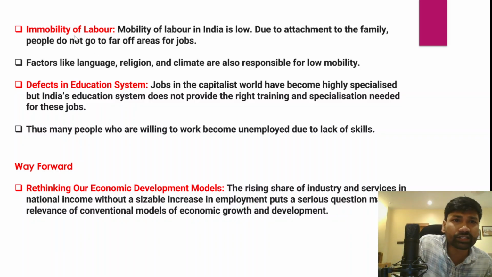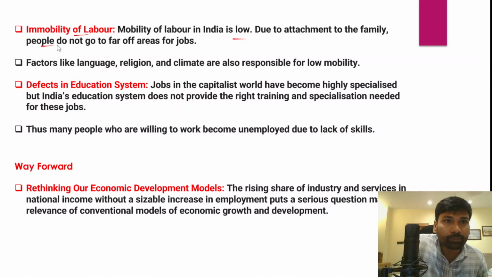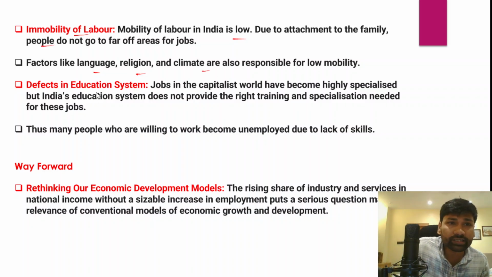And apart from that, there is also immobility of labor, and that is another problem. Right? Mobility of labor in India is very low. For example, due to attachment to the family, people do not go to far off areas for jobs. Rather, they prefer to engage in their family businesses, or they prefer to do agriculture in the rural area. So immobility of labor is another factor. Factors like language barrier, religion and climate are also responsible for the lower mobility of labor to other places for employment.